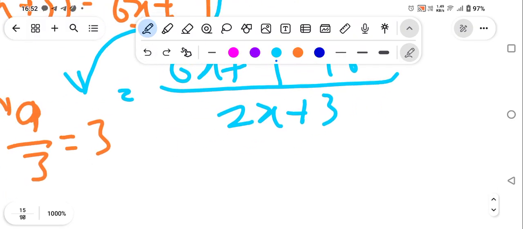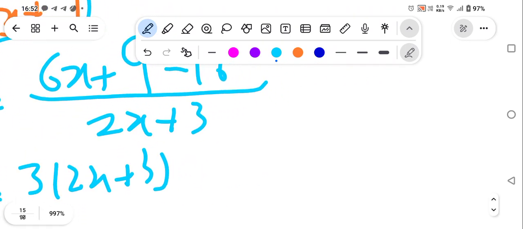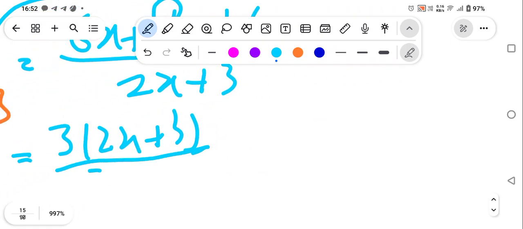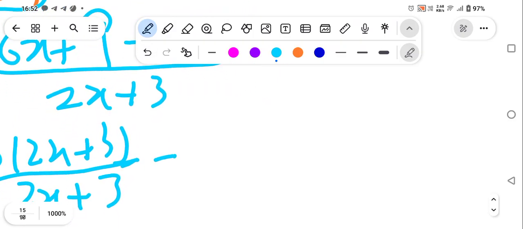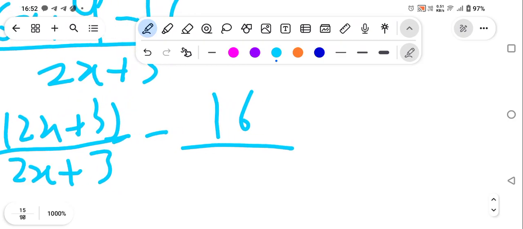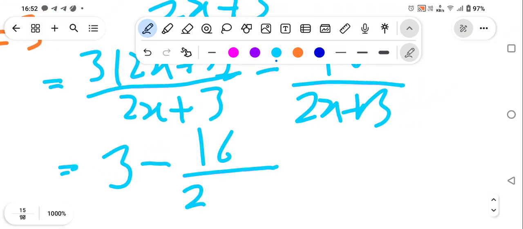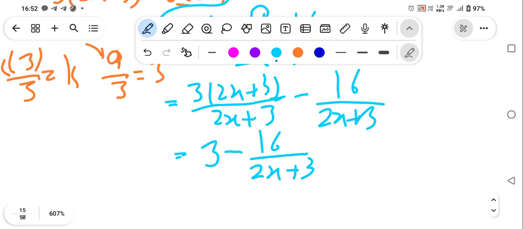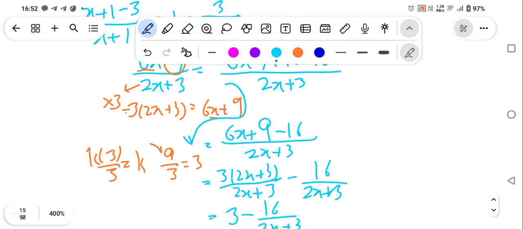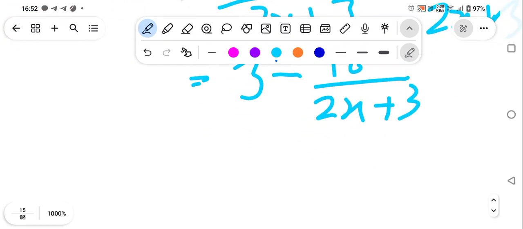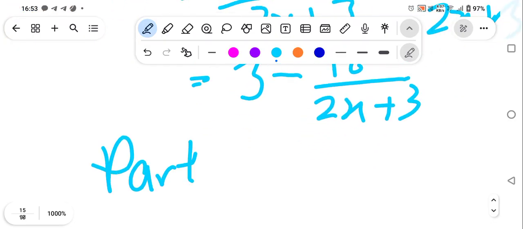So what we have here is 3 times 2x plus 3 divided by 2x plus 3, and we will have minus 16 for a remainder. So we will get 3 minus 16 over 2x plus 3, and that's how you do it. So this is part 1 of the partial fraction.